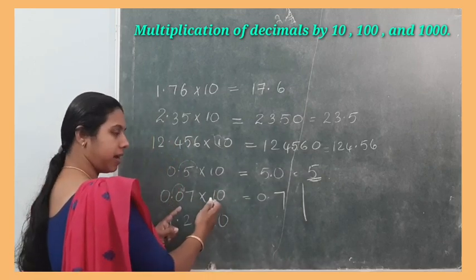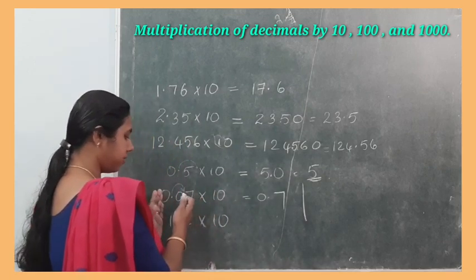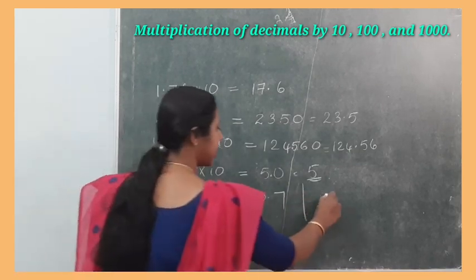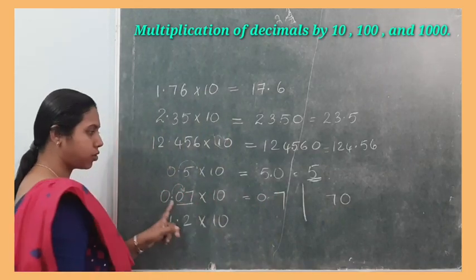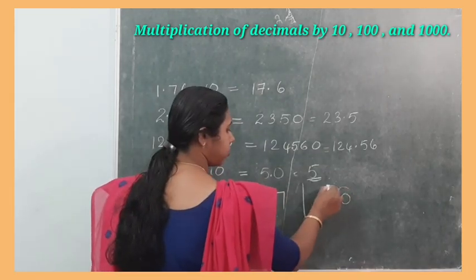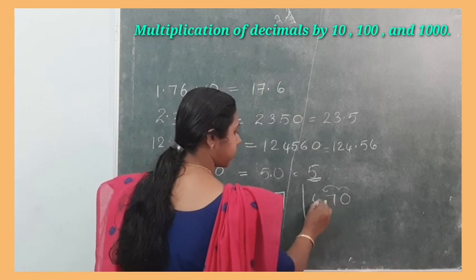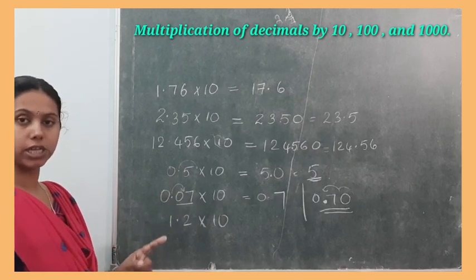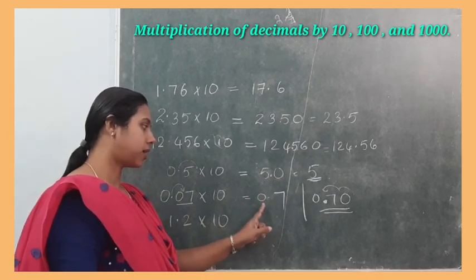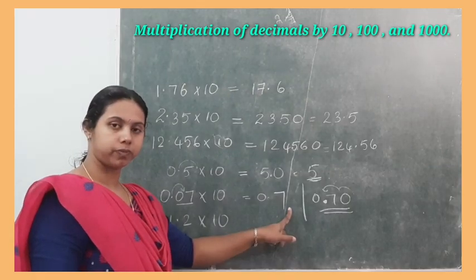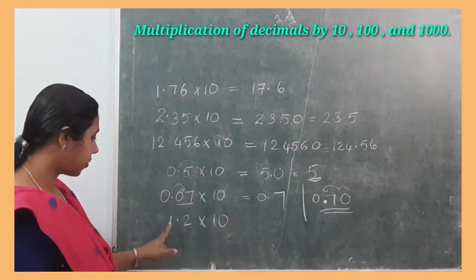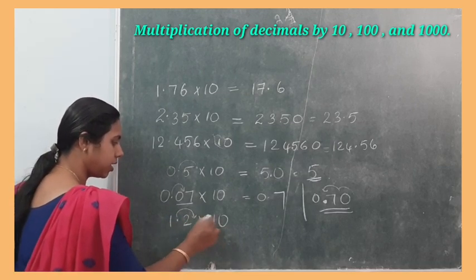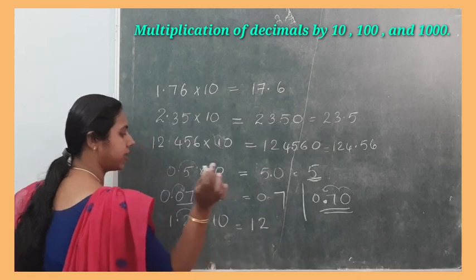Here when you are multiplying decimal numbers, ignore the decimal point, multiply them as a whole number, then 7 into 10, 70. How many decimal places? 2 decimal places. So count 2 decimal places and put the decimal point. So the answer is 0.70. That means same answer, 0.7 only we got it here. It's correct. Next 1.2 into 10. So decimal point moves 1 place to the right. So the answer is 12.0, that is 12.